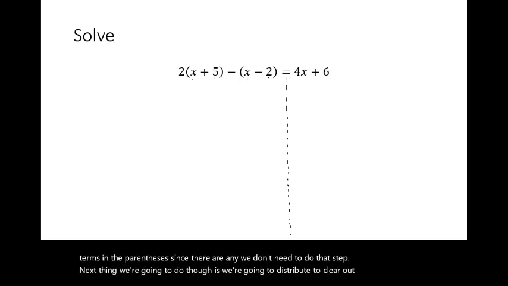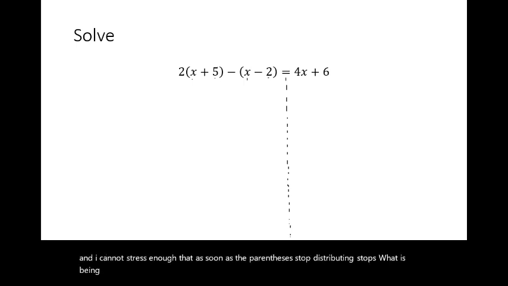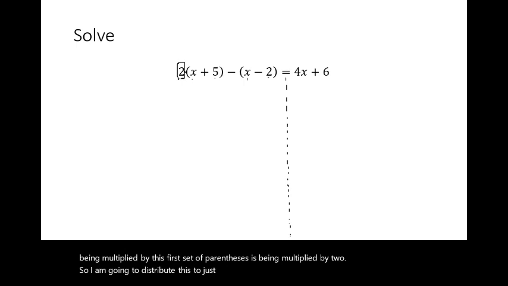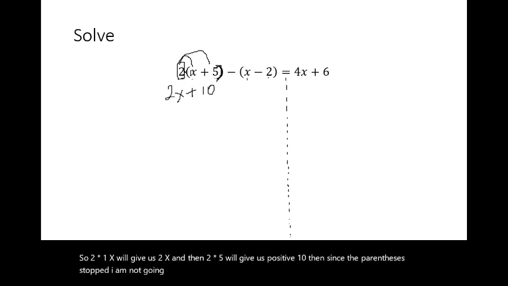Next thing we're going to do, though, is distribute to clear out the parentheses. And I cannot stress enough that as soon as the parentheses stop, distributing stops. So what is being multiplied by this first set of parentheses? This first set of parentheses is being multiplied by 2. So I am going to distribute this 2 to just the first set of parentheses. And as soon as these parentheses stop, I am going to stop distributing 2. So 2 times 1x will give us 2x, and then 2 times 5 will give us positive 10. Then, since the parentheses stopped, I am not going to distribute the 2 anymore.